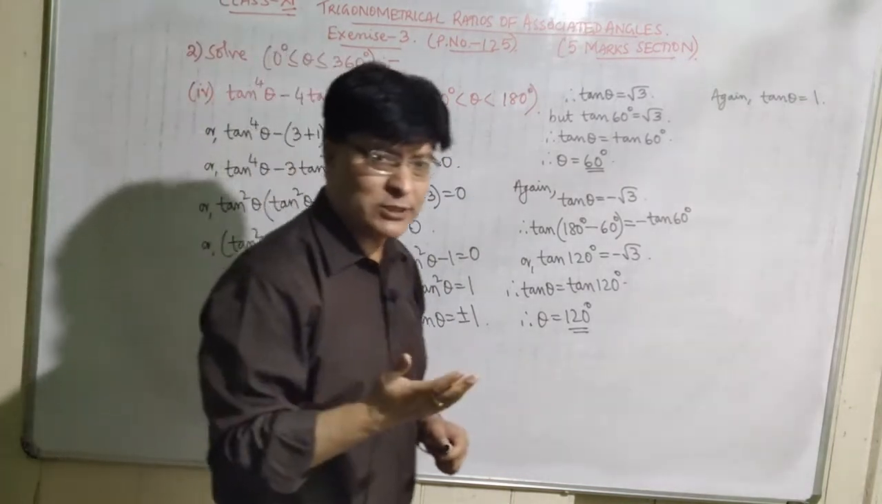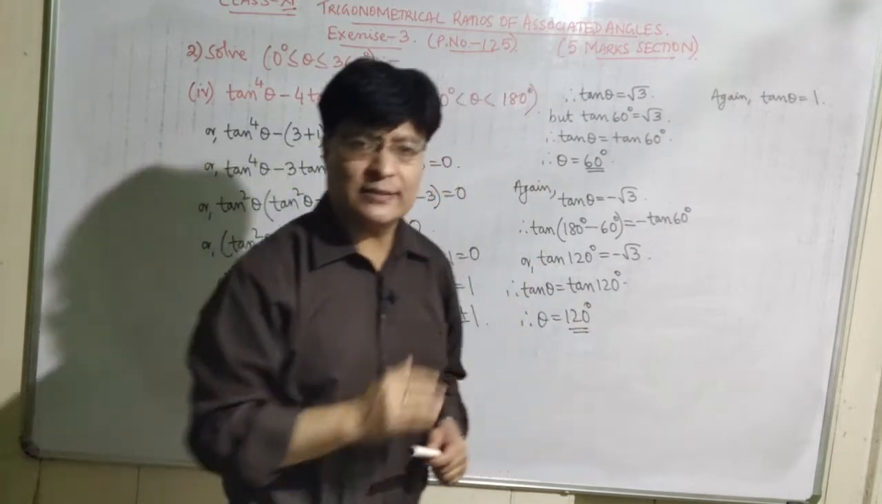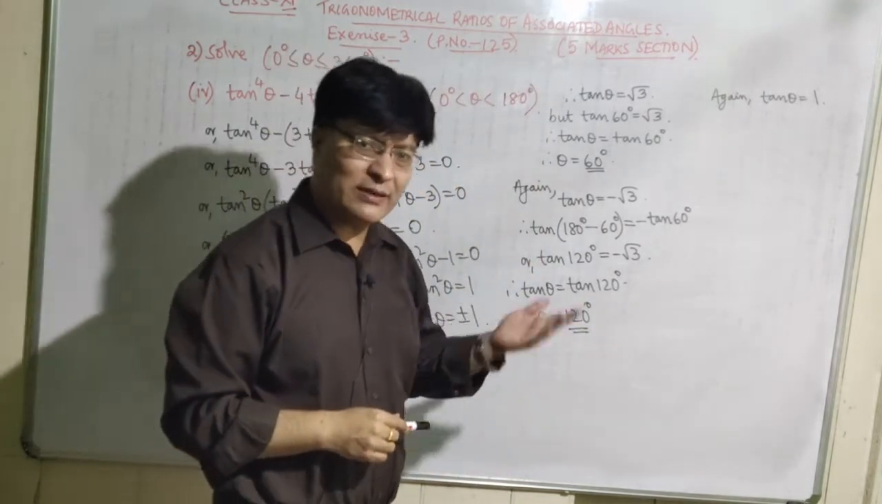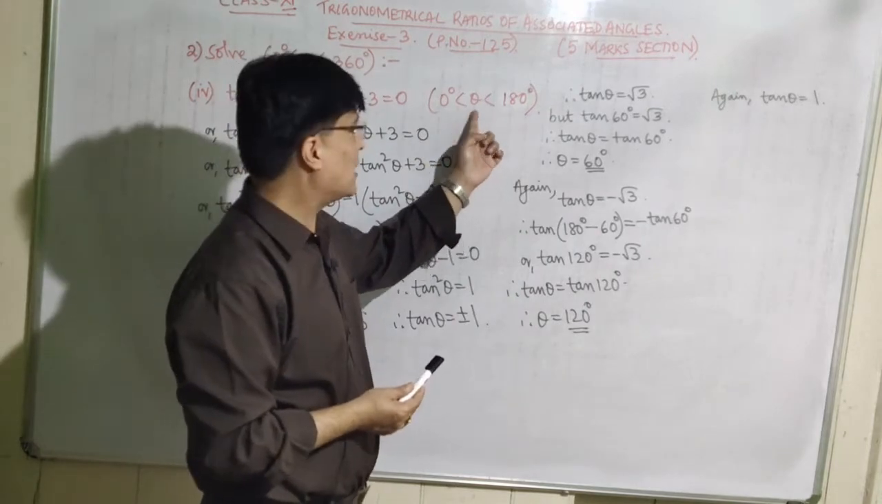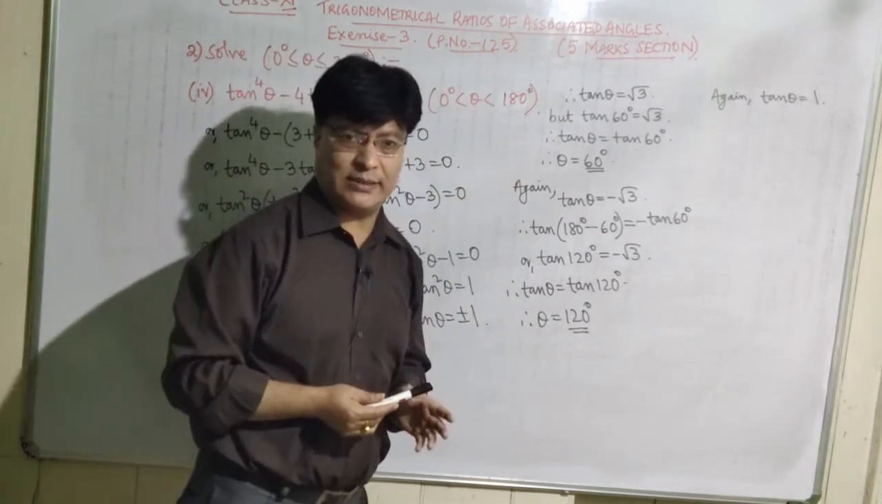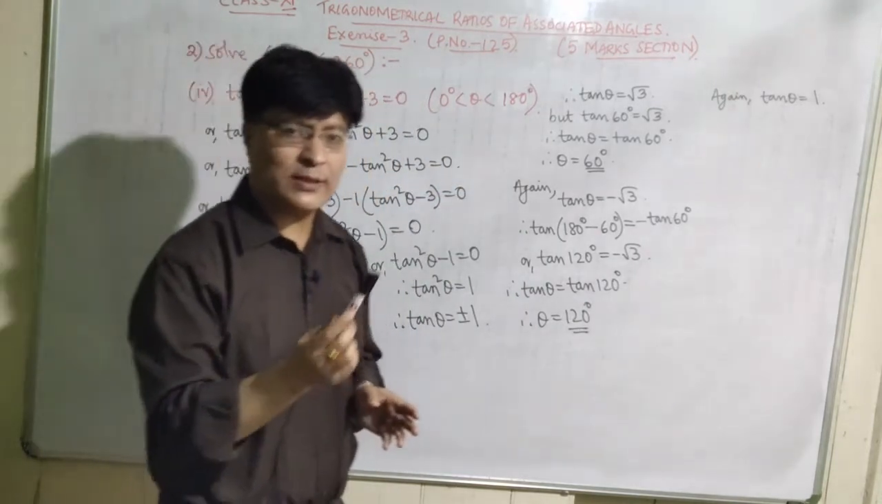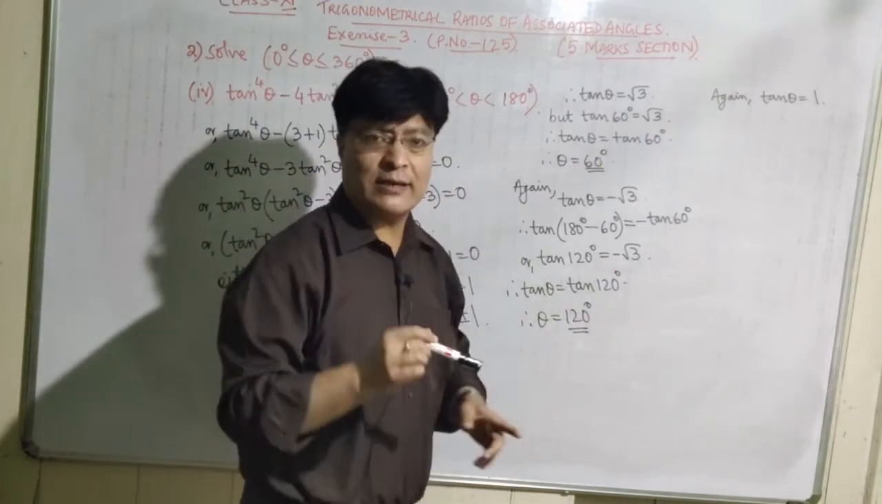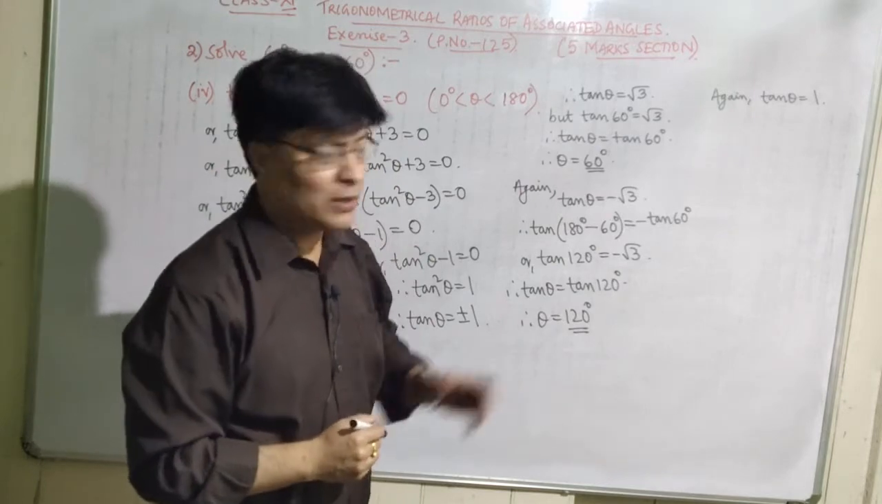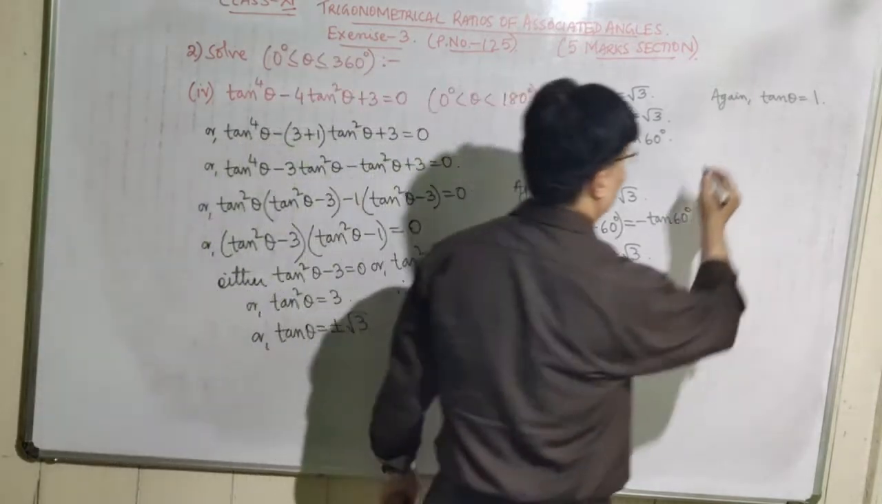So tan theta is positive in the first quadrant and in the third quadrant. But you cannot get the angle in the third quadrant because the condition is given in the question, that is theta lies within 0 degree and 180 degree. That means theta lies in the first quadrant and in the second quadrant. But in this case you can find out the angle in the first quadrant only. But tan of which angle is 1?